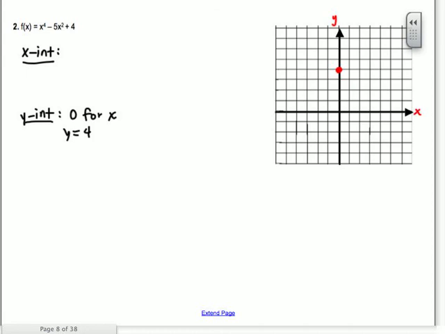X-intercept's harder, so I set my y value equal to 0. So I have 0, because f of x is your y value, right? So I get x to the 4th minus 5x squared plus 4. How do I solve this one? You can factor, but what's kind of different about it? Melvin, do you know? Is x cubed not there? Well, it wouldn't be x cubed, but you're close. Let me help her out.